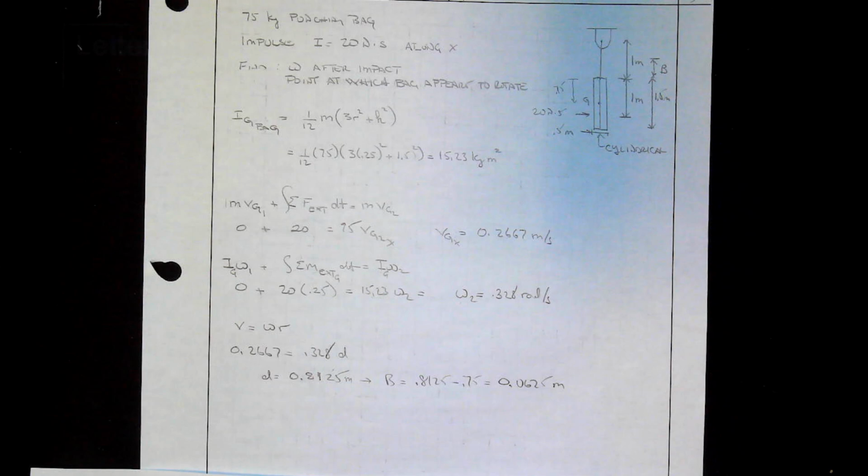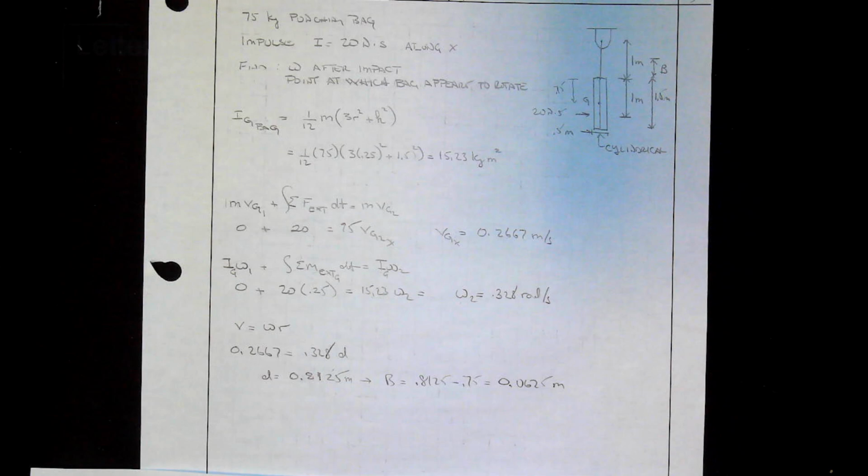And that'll equal IG, 15.23, times omega 2, post-impact. From this we can solve for omega. It's direct. So again, we have velocity, we have omega, and so dividing by omega, we get this distance d is 0.8125 meters.